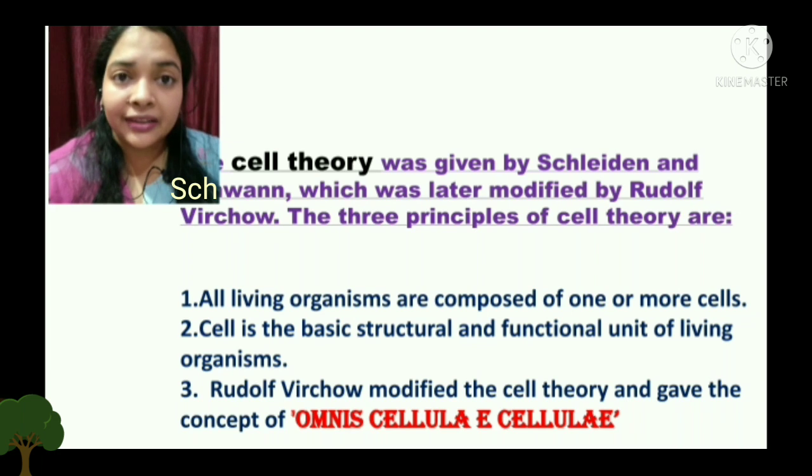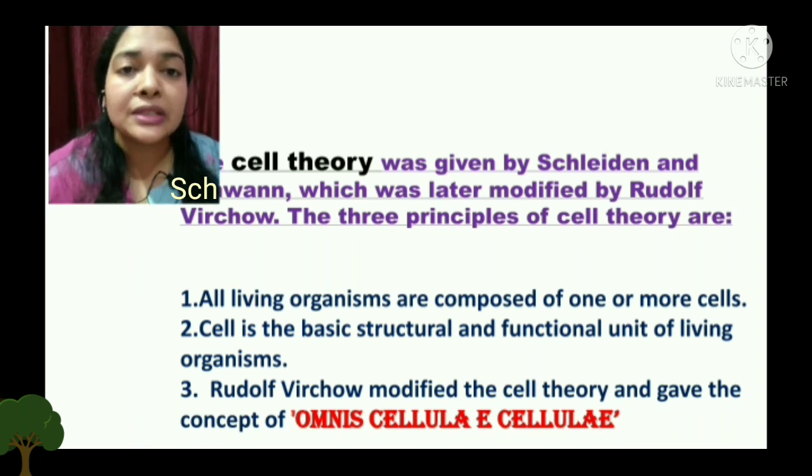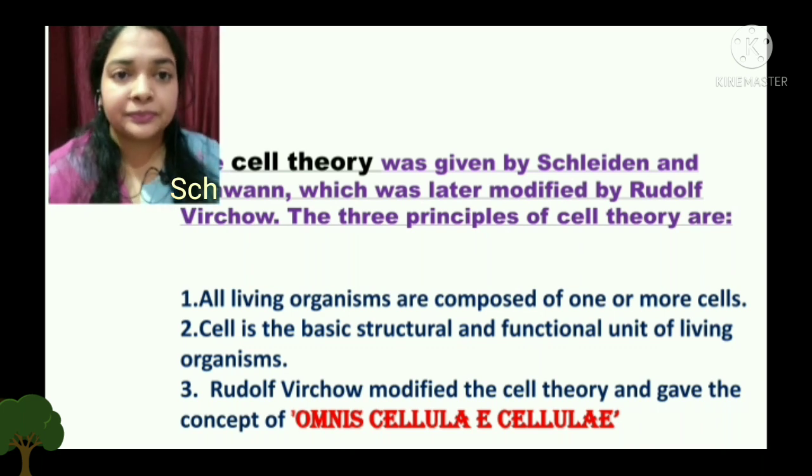According to cell theory, all living organisms are made up of cells. Cell is the basic structural and functional unit of life. And the third point, which is given by Rudolf Virchow, is omnis cellula e cellula, which means all new cells arise from pre-existing cells. So these are the main 3 points of cell theory.